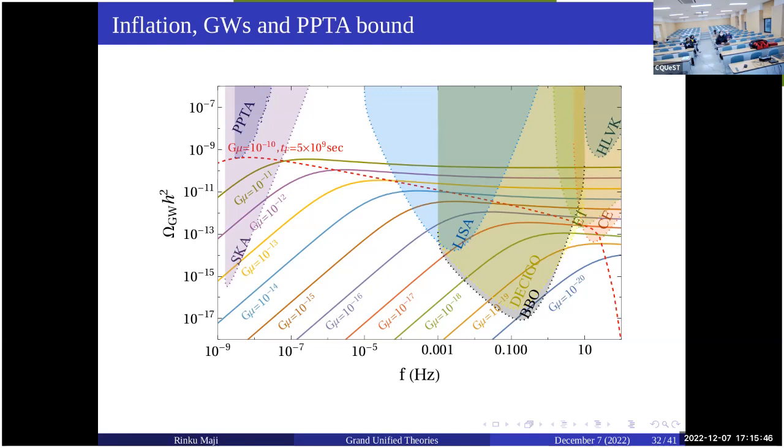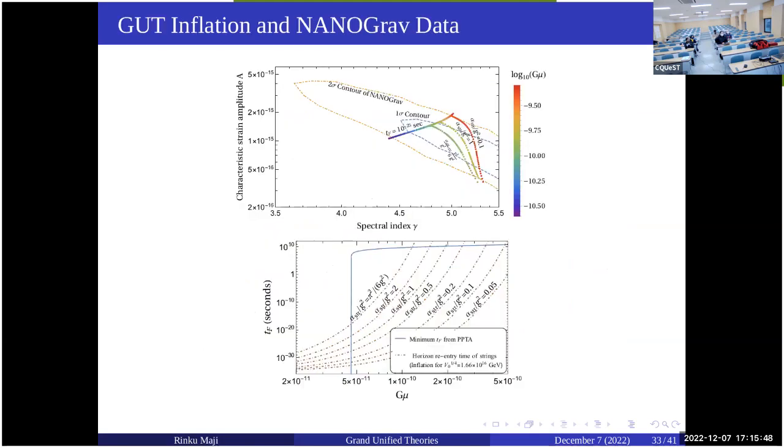Okay, thank you. As I have mentioned, there was a provisional indication of a gravitational background from NANOGrav data, and later similar findings were found from IPTA and also from PPTA. So these are their contours.